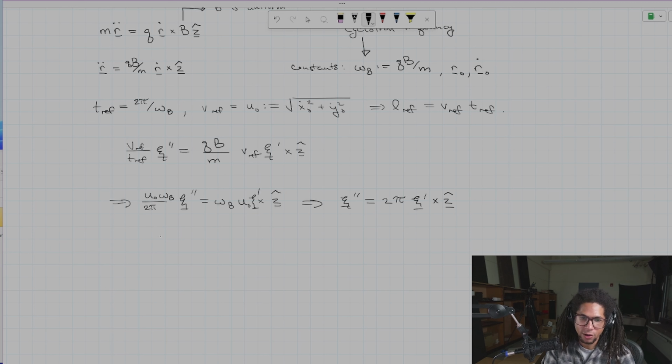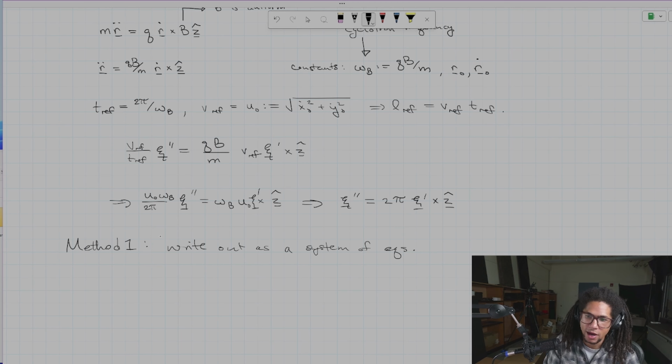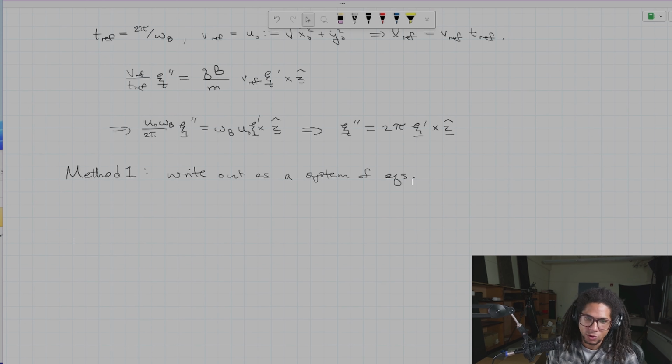All right, now there are 3 methods I can think of for solving this ODE. Method 1 would be to write it out as a system of equations. In other words, write out the x component, y component, and z component. And that's fine. That will work. It's very ugly. So go ahead and try it if you want, but I'm going to move on to method 2, which is to use complex analysis.